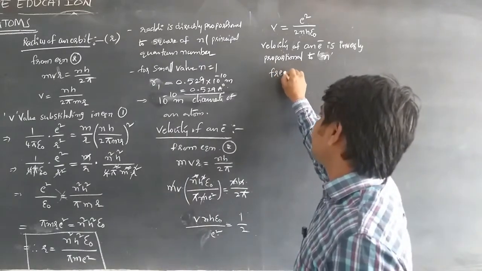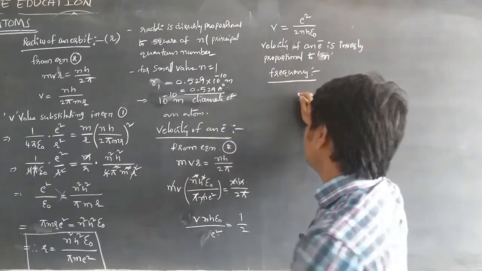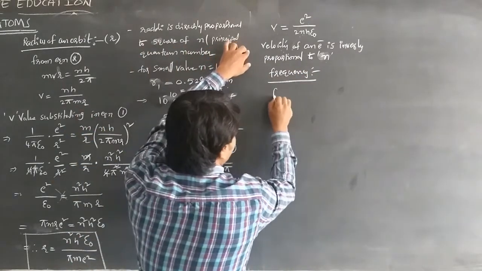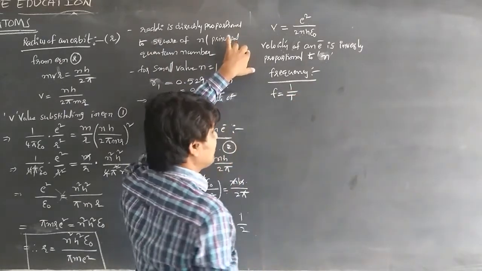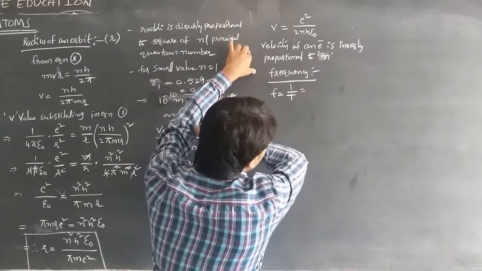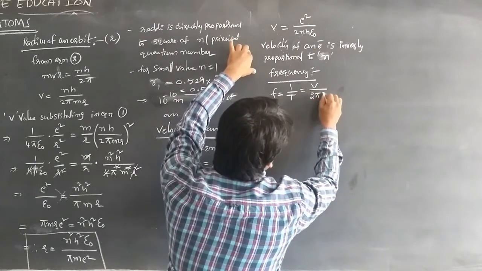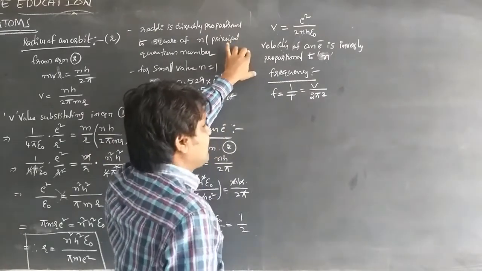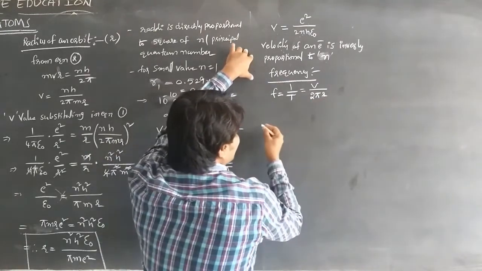So frequency. We can write that f is equal to 1 by T, that is V by 2 pi r. The equation for the frequency is f is equal to V by 2 pi r. How do we get this equation?